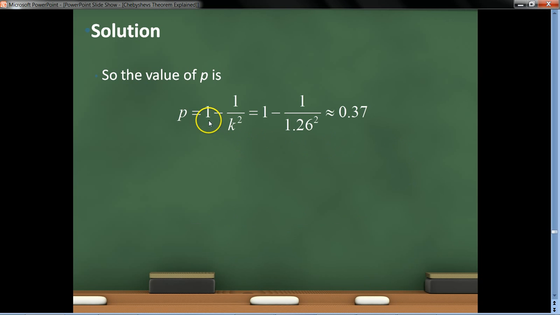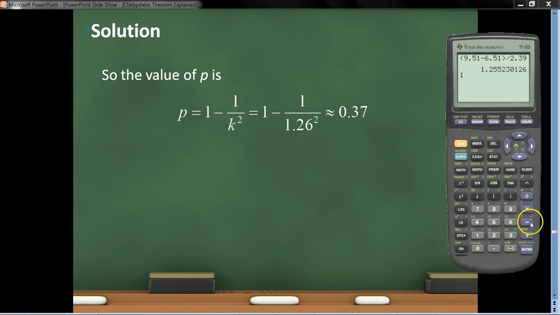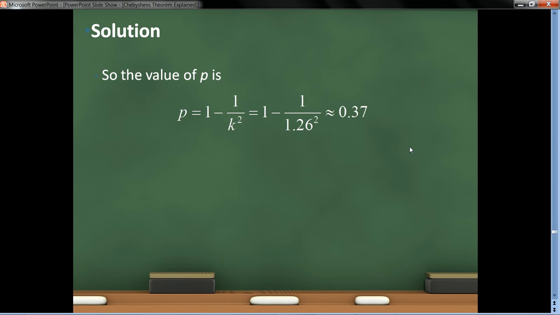So the value of P, there it is. All we did was take that number, 1.26, and plug it into our formula, 1 minus 1 over K squared. Let me verify that on my calculator: 1 minus 1 over 1.26, and then we want to square that. So there you go, about 37% rounded to 2 decimal places. We found the percentage.